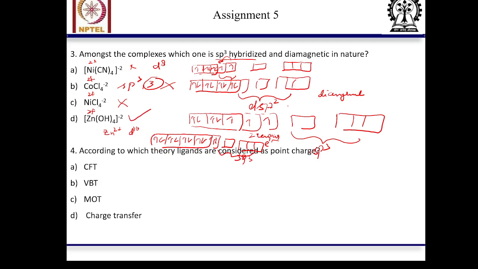Now coming to question number 4. According to which theory are ligands considered as point charges? So we know that in valence bond theory, valence orbitals are used to explain the properties of the complexes. Now, in crystal field theory, we consider that the interaction between metal and ligand is electrostatic in nature, and ligands are considered point charges. So the correct answer is C.